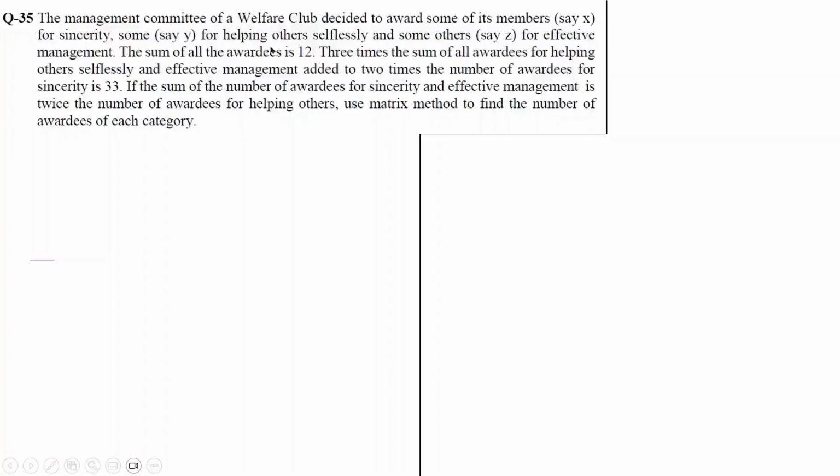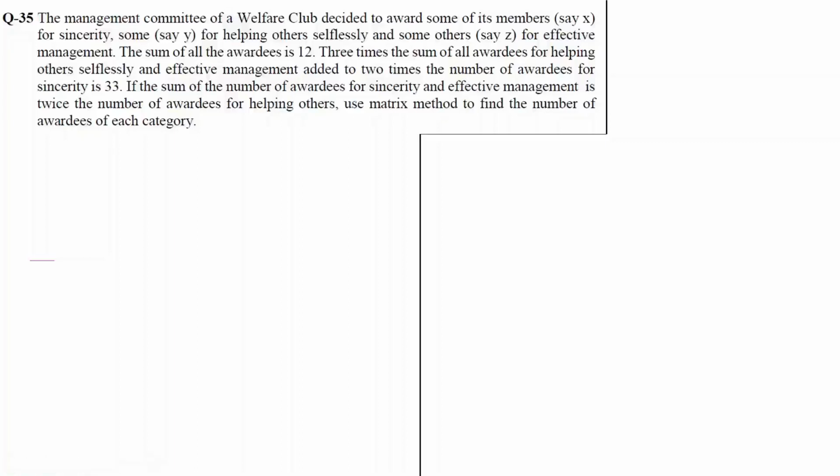The management committee of a welfare club decided to award some of its members, say X for sincerity, some say Y for helping others selflessly, and some others say Z for effective management. The sum of all the awardees is 12. Then 3 times the sum of all awardees for helping others selflessly and effective management added to 2 times the number of awardees for sincerity is 33. If the sum of the number of awardees for sincerity and effective management is twice the number of awardees for helping others, use matrix method to find the number of awardees of each category.